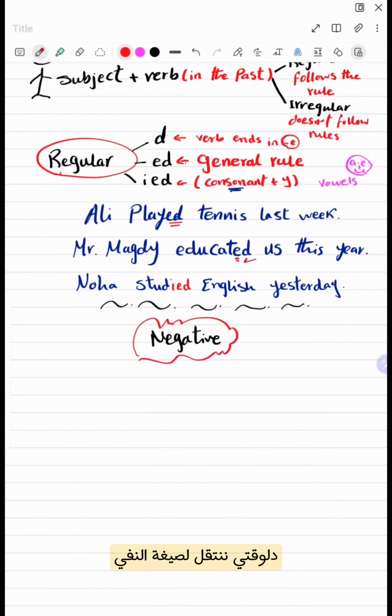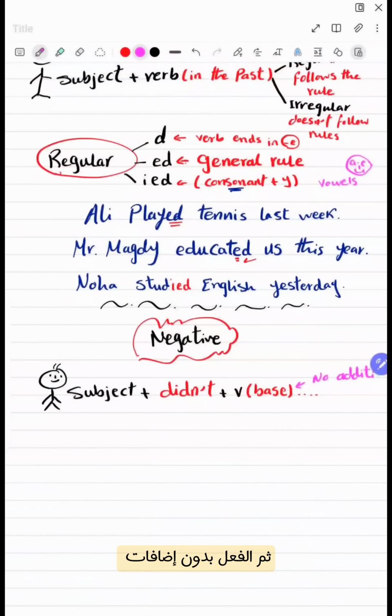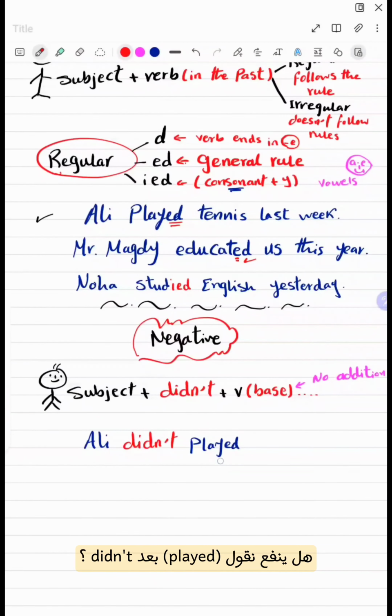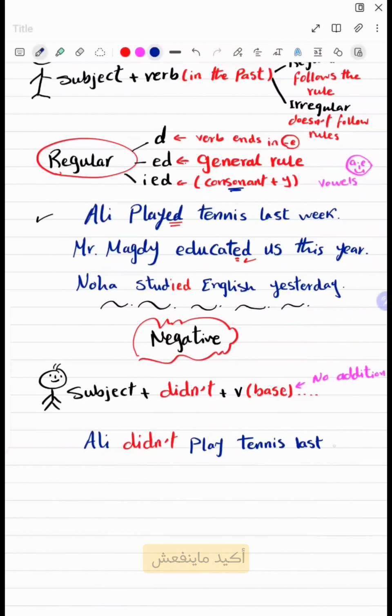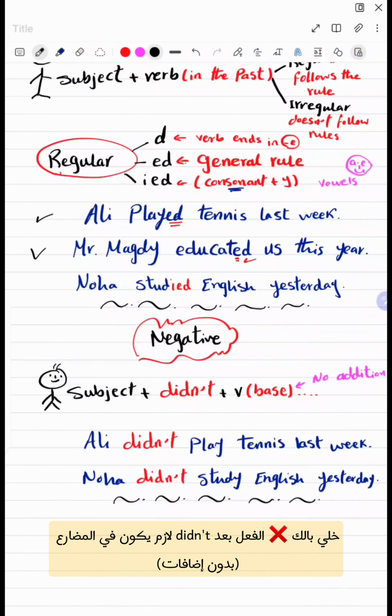So as you can see, it starts with the subject, then we add didn't plus the verb in the base form. In this case, we have to use the base form, no addition. We don't add something to the verb like ED and things like that. So Ali didn't played. Can we say played? No, of course. Base form, no addition. Ali didn't play tennis last week. Alright, so a second example, we can say Noha didn't studied. Can we say studied? No, of course. Noha didn't study English yesterday. So the verb is in the base form.